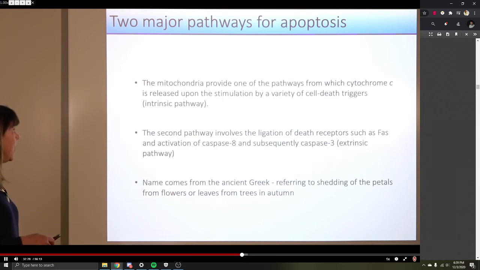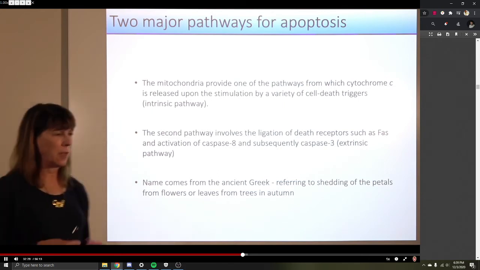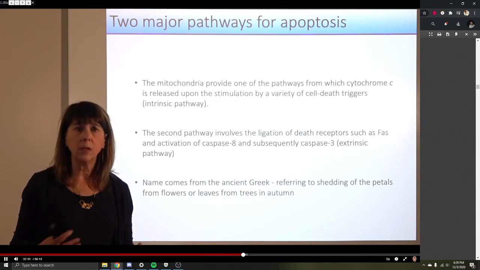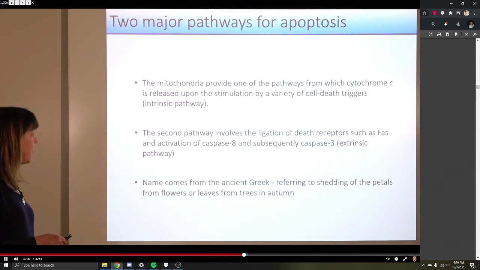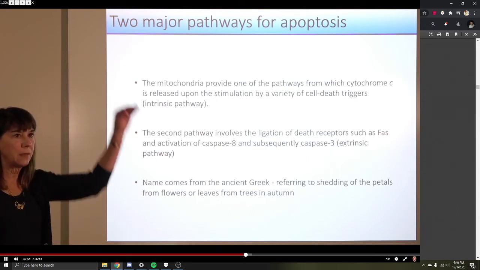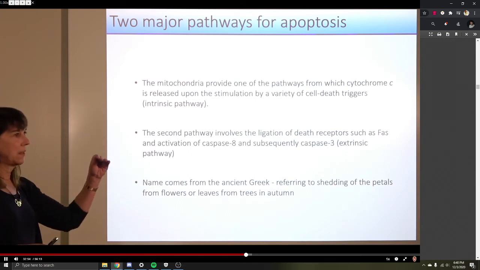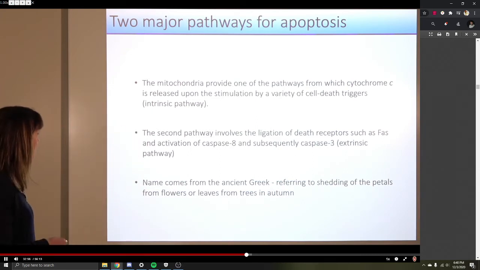There are two major pathways for apoptosis. There's the internal and the external. Now the internal is called the intrinsic pathway. Basically, something happens, maybe there's radiation damage or something. There's something internal to the cell that says it's time to go. And so it's the mitochondrial pathway. When this happens, the mitochondria release cytochrome C into the cytoplasm, and that triggers this intrinsic pathway. The second pathway involves the ligation of death receptors at the cell surface. That's sending a message external to say it's time to go, and that starts this whole extrinsic pathway.